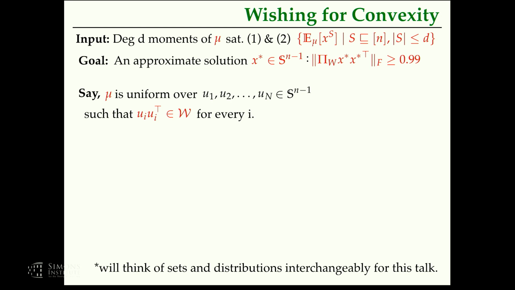So let's try to do this proof. Say mu is uniform over some set of vectors u1, u2, up to u capital N.